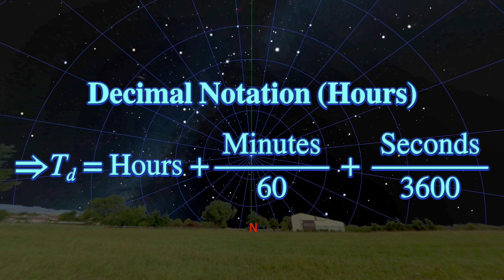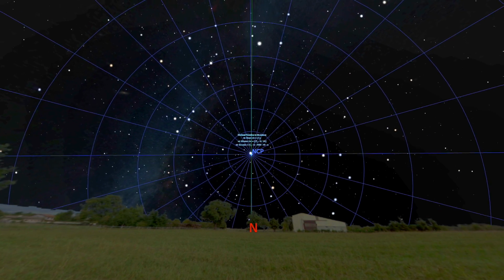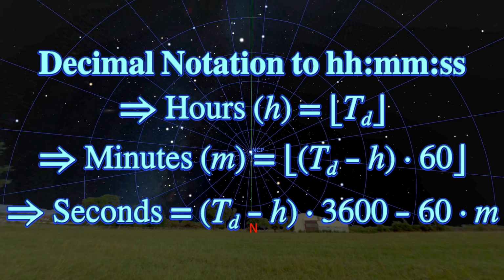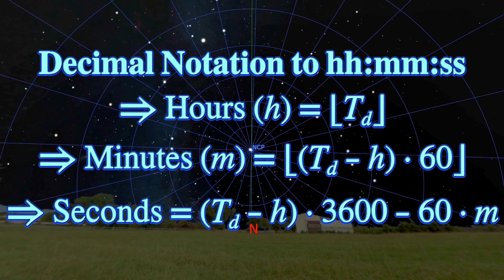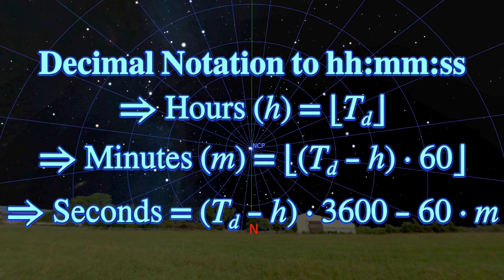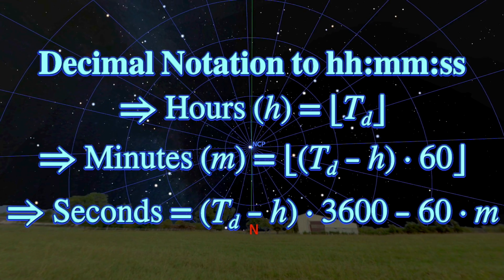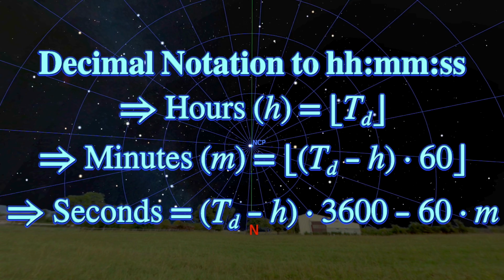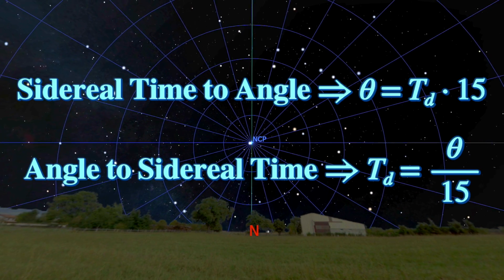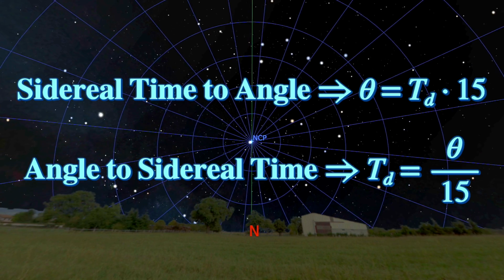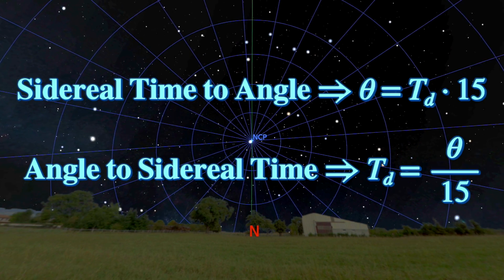This will give you the decimal version of the time. To do the reverse, subtract the integers representing hours from the decimal version of time, then multiply the result by 60 and subtract the resulting integers representing minutes so that only decimals remain. Then repeat the process by multiplying by 60 again. This final result will give you seconds. To convert the decimal versions of time to degrees, multiply by 15, and to convert degrees to time, divide by 15.